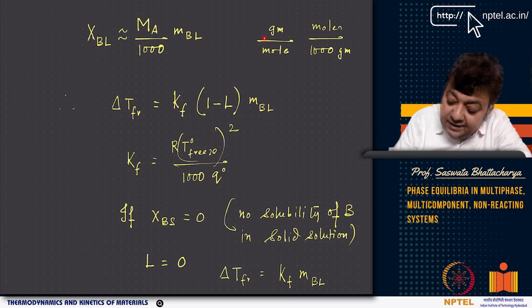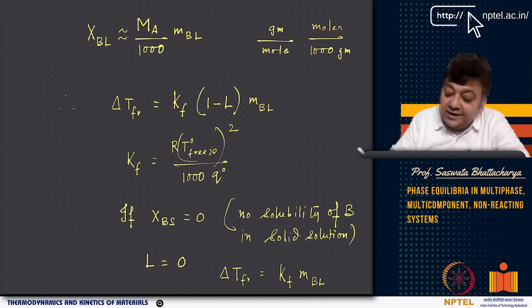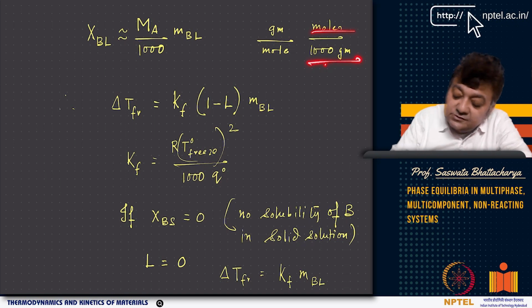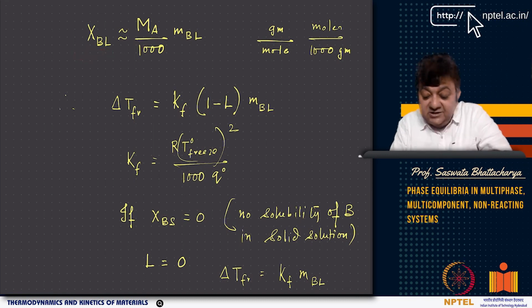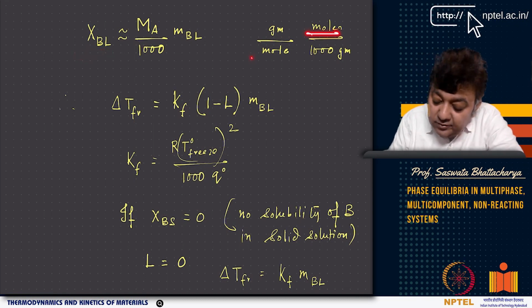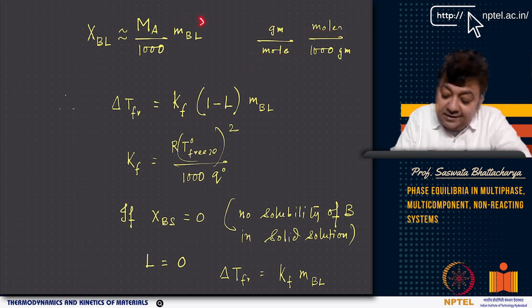But you see, this is in grams, and this is in moles, right? Ma is grams per mole, and you have 1000, and here you have MBL, which is moles per 1000 grams, or moles per kg basically. So gram cancels out, mole cancels out, and you basically get XBL, which is mole by mole, right? Mole by mole, because MBL is basically moles per 1000 grams.